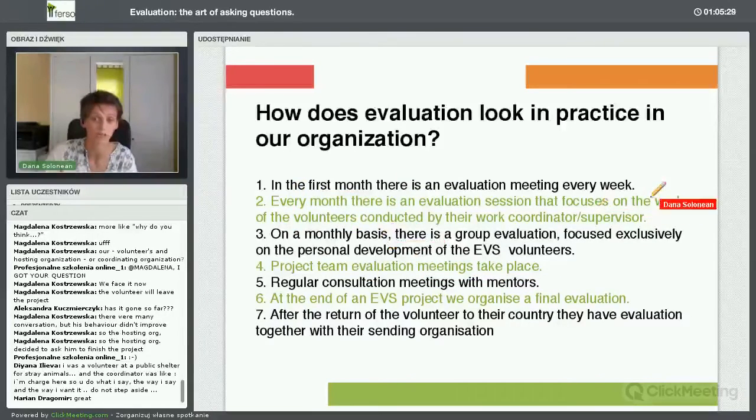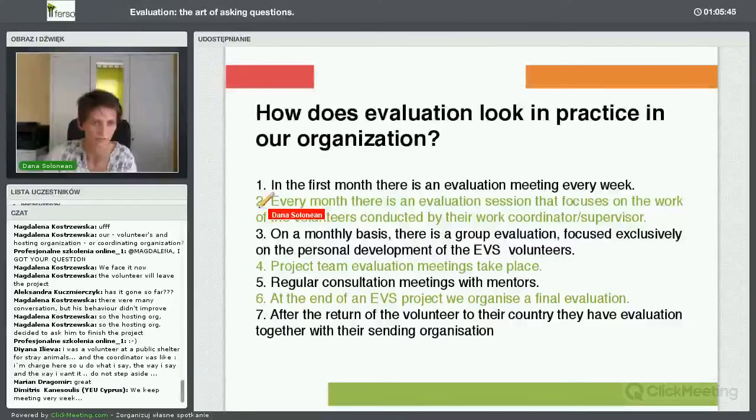Then every month we have an evaluation session, one that focuses on the work, and it's with the supervisors, and then one that is focused on personal development and all these other issues, accommodation and so on. So that one is done by the big project coordinator.